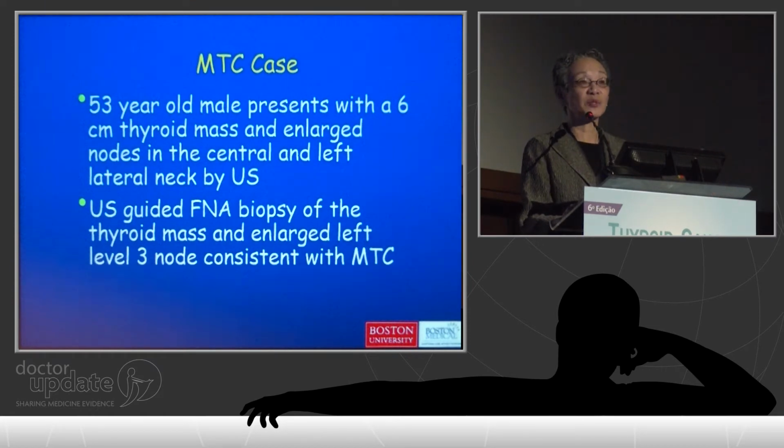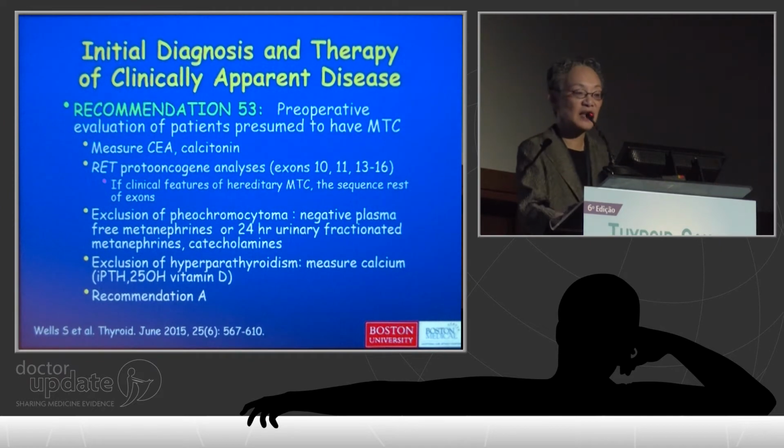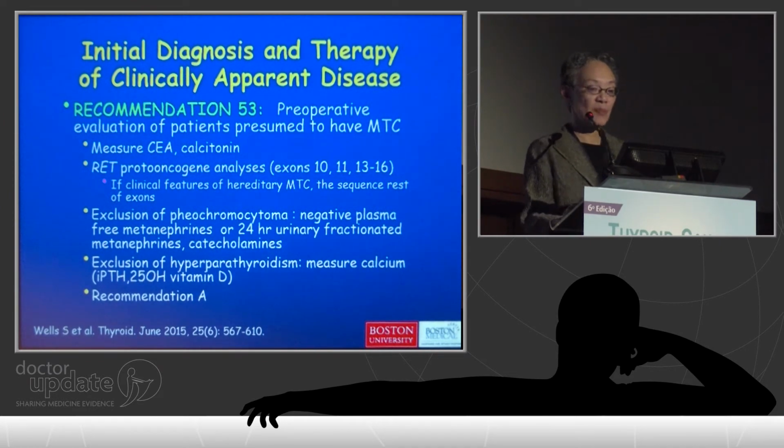Even though the nodes look abnormal on ultrasound, you would never send someone for a lateral neck dissection to remove all the lymph nodes unless you had a positive pathology. But in general, we do recommend doing a thyroid biopsy and a lateral neck node biopsy if it changes the surgical approach. So the recommendation in the guidelines for this 53-year-old is that you need to do a pre-operative evaluation in all patients.